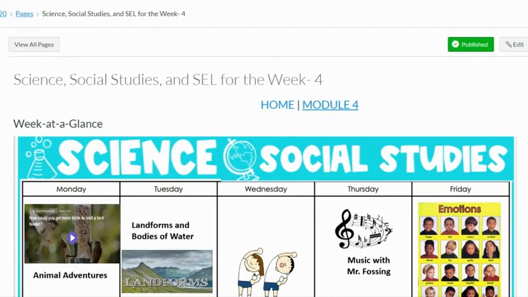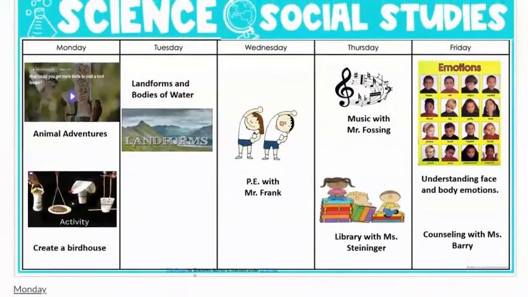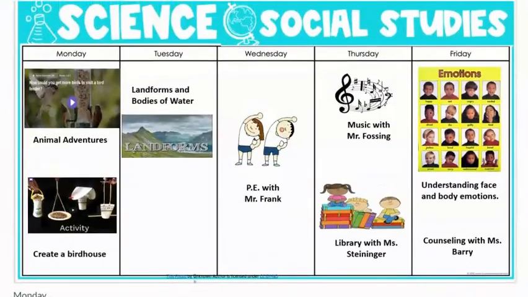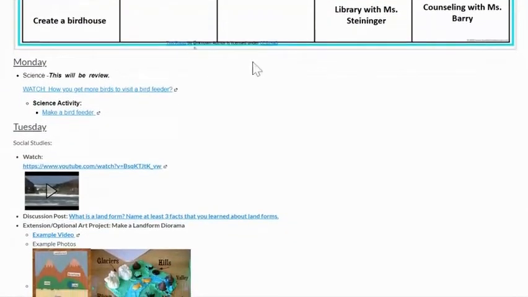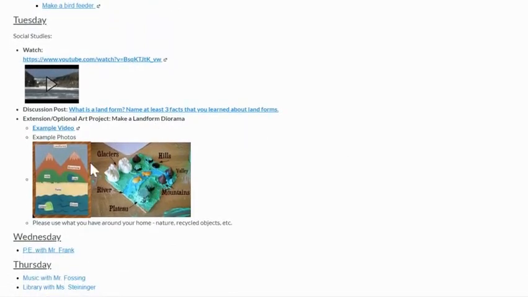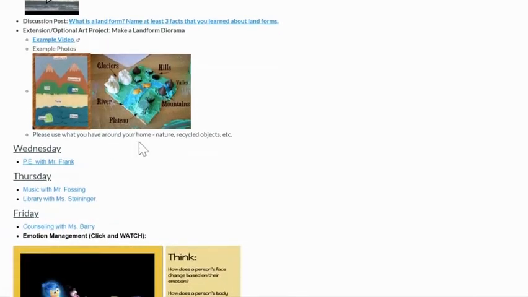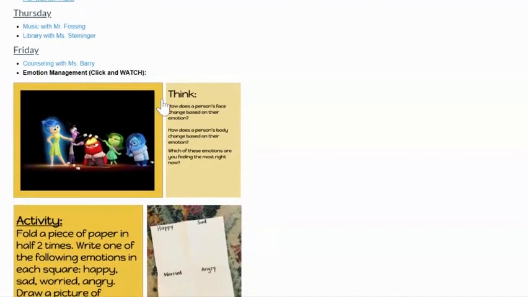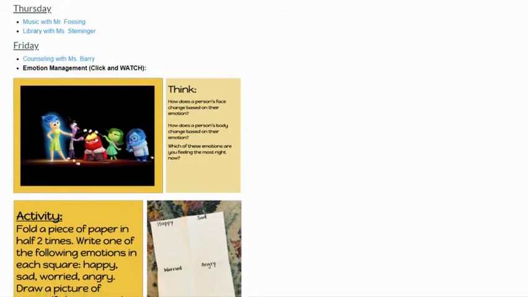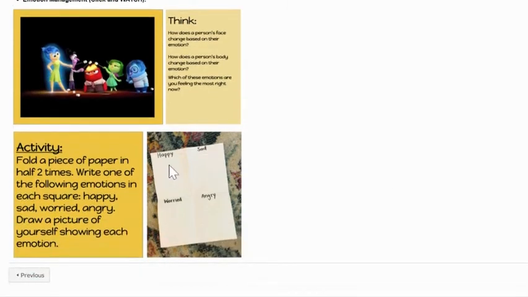Last but not least, for science, social studies, and social emotional learning, there is the picture graphic for all the things you need to do, but here are the links for them. So again, that special extension optional art project, there's some examples right there. Again, my advice is use what you have around the home, nature, recycled objects, etc. There is a video for social emotional learning this week, as well as here is the picture of the activity. Fold your paper in fourths and draw a picture of yourself for happy, sad, worried, and angry.